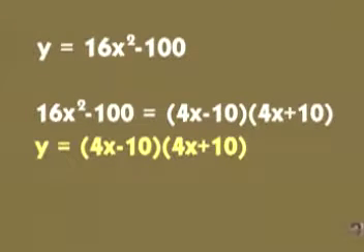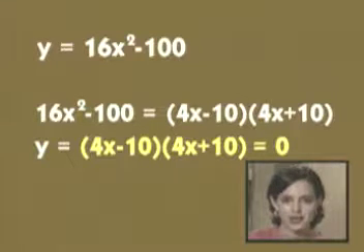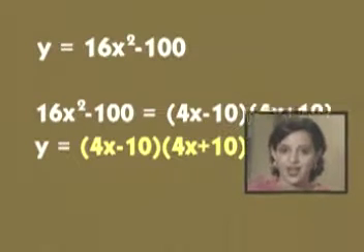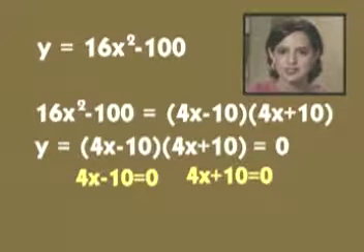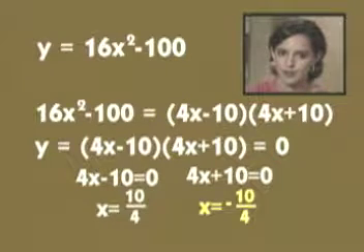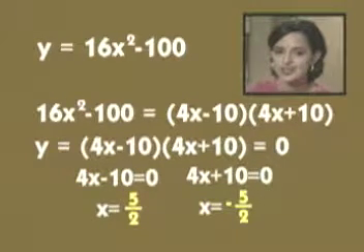Now set y to 0 since we want to find the roots. 4x minus 10 times 4x plus 10 equals 0. Finally, set each factor equal to 0 and solve for x. The results are x equals 10 over 4 and x equals negative 10 over 4. Simplify to 5 over 2, and you're done. The most important way to factor, though, is by trial and error, even if it's a kind of a pain. And if that kind of factoring doesn't work, well, then you can always resort to the quadratic formula.